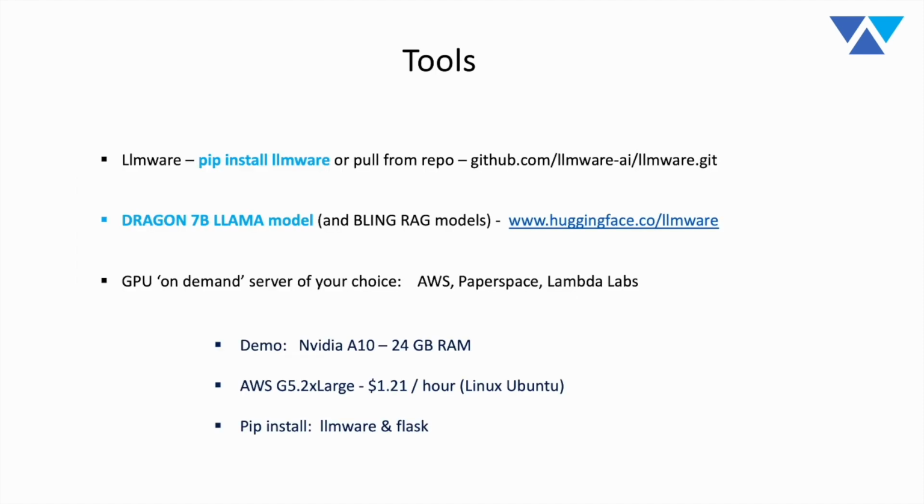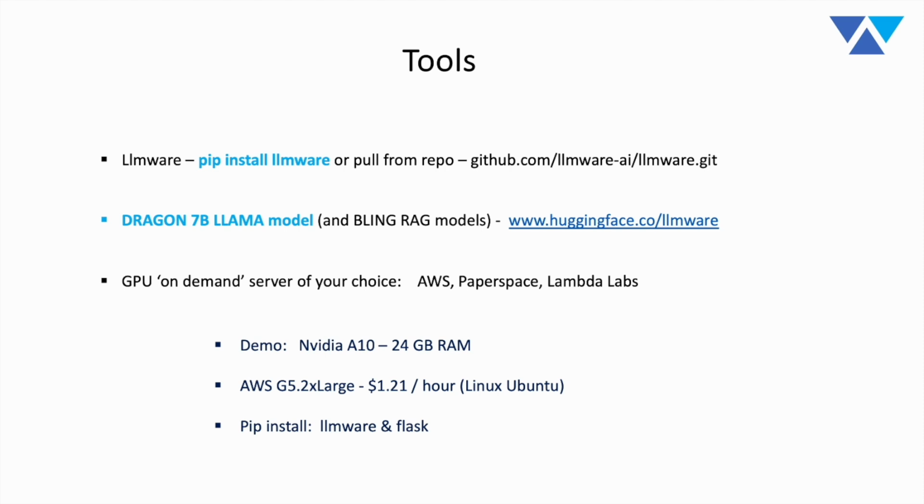Now, the tools that we're going to use: LLMWare. You can either pip install or pull from our repo to get the latest. We're going to use a Dragon 7 billion parameter llama model. You can see all the details about that in our repo on Hugging Face. And then you can use any GPU that you want.